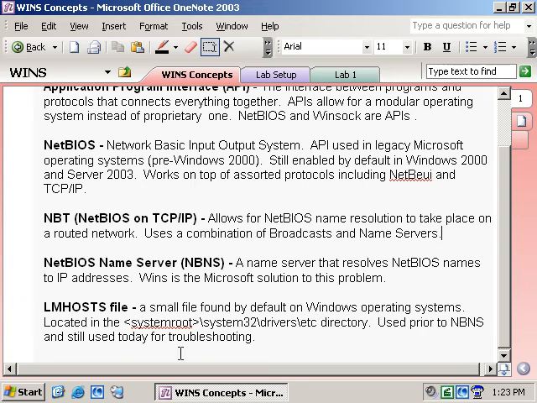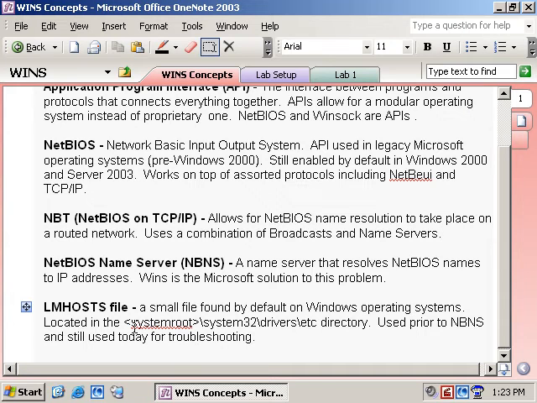Now, our last concept is the LMHOSTS file. This is a small file found by default on Windows operating systems. It's located in the system root. That's just an abbreviation, because a system root can be different depending upon what operating system you're running and also where you choose to install it. On this computer, and remember we're sitting on an XP machine, the system root is on the C drive and it's in a directory called Windows.